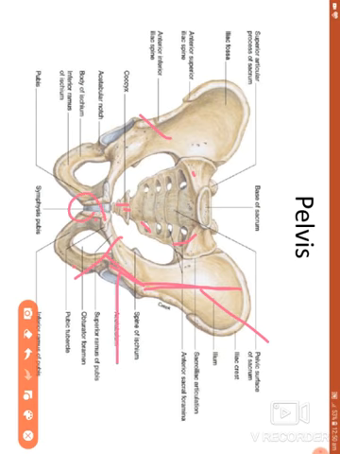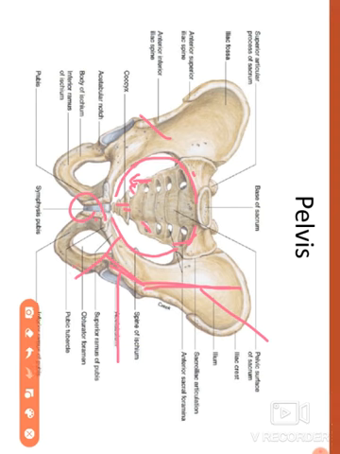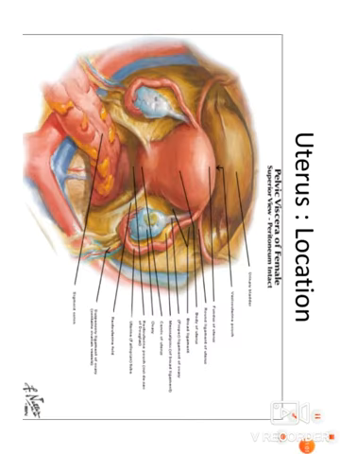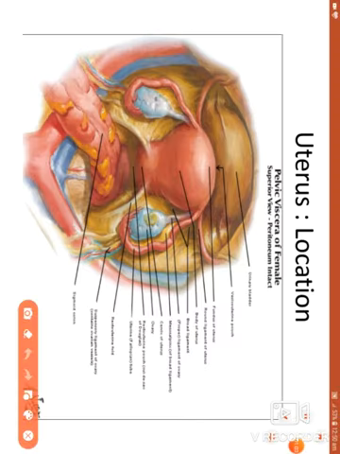This is the pubic symphysis. This is the sacral promontory. Here this forms the pelvic brim. The part inferior to the pelvic brim is the lesser pelvis. So the location of the uterus is in the lesser pelvis.